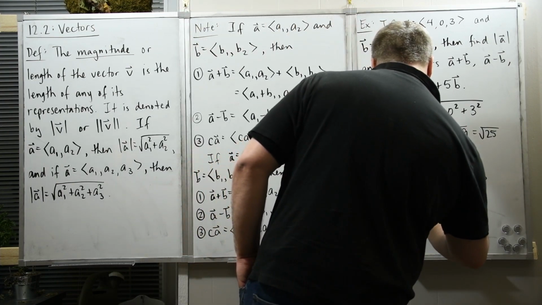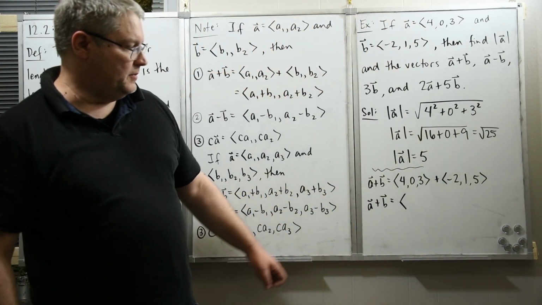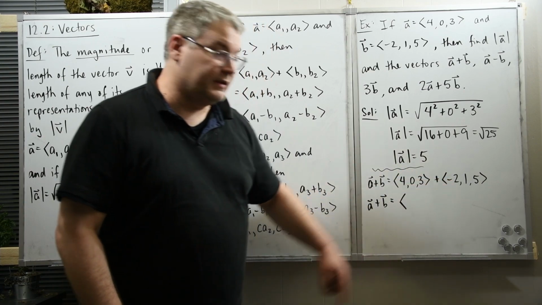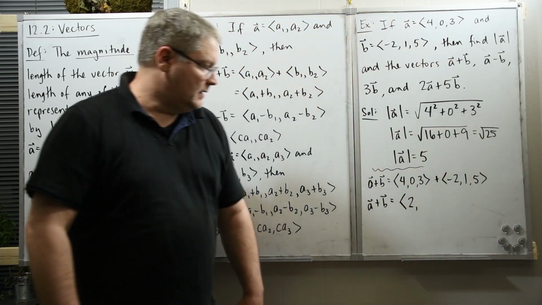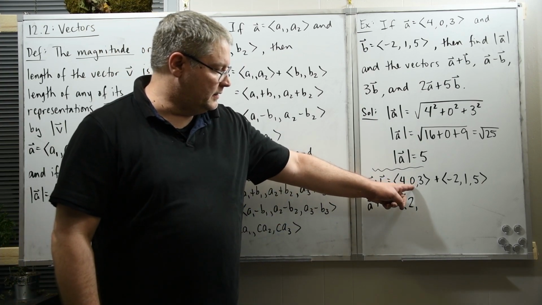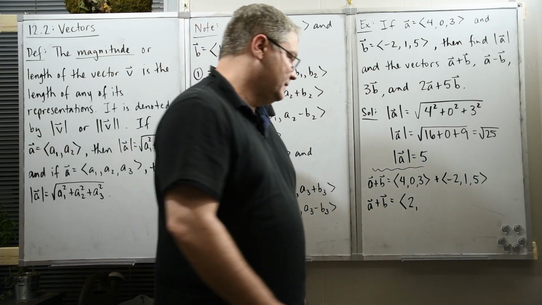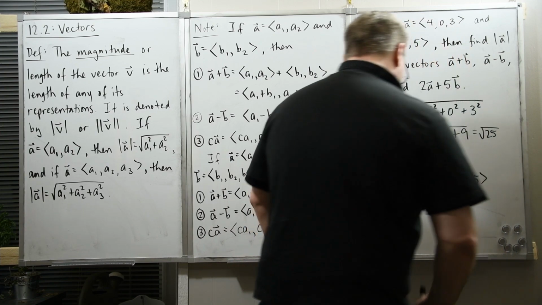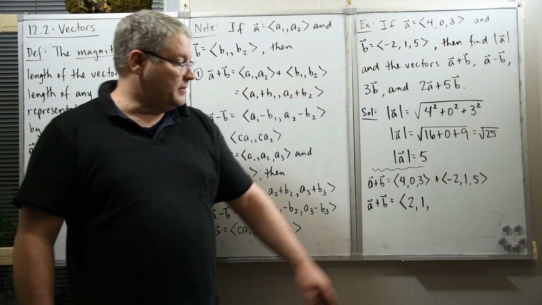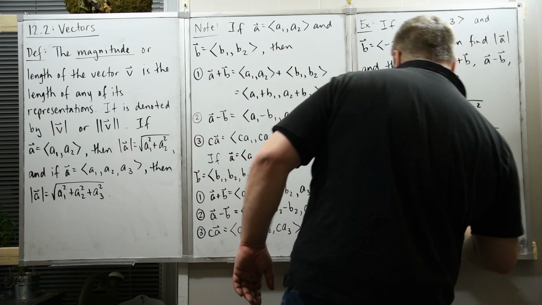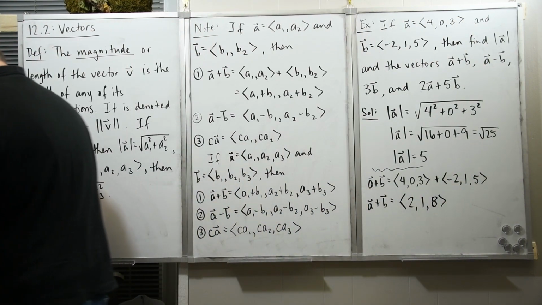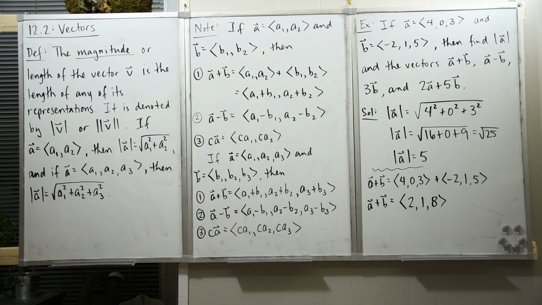So the first component of A plus B is 4 plus negative 2. That gives you 2. Second component of A plus B is 0 plus 1. That gives you 1. And the third component of A plus B is 3 plus 5, and that's 8. And that's not too bad.